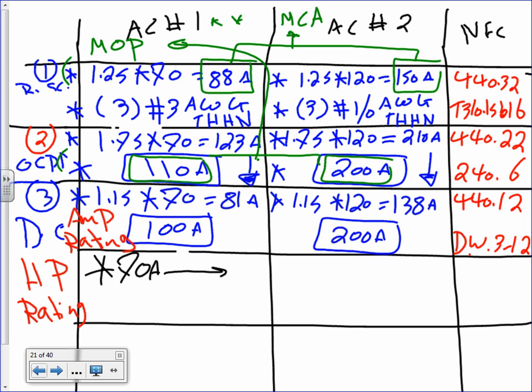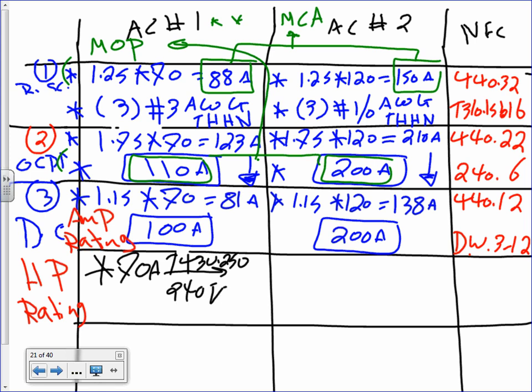430.250, because it's three phase. You're going to take it to Table 430.250. What's the horsepower rating under the voltage of this system? Are we using 480 here? I thought we're using a 240.